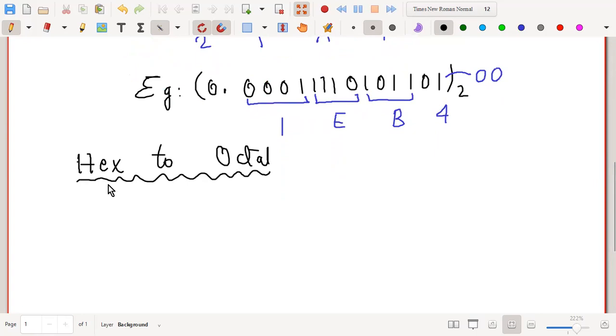If you are given any hexadecimal number, you first convert this hexadecimal. This would be your solution. You first convert this hexadecimal to binary.